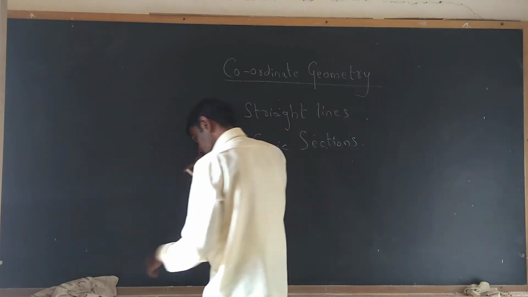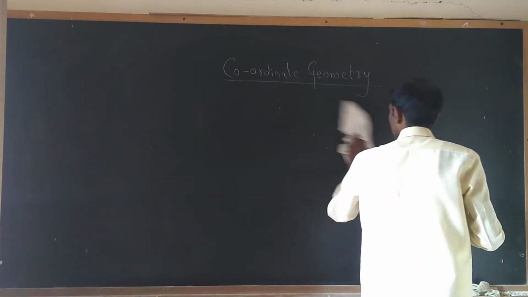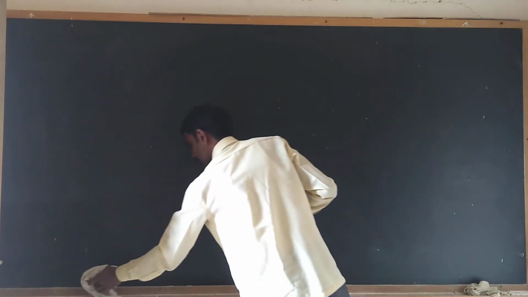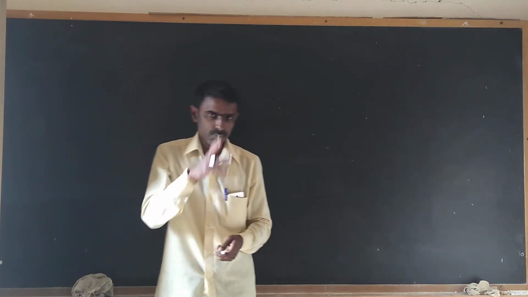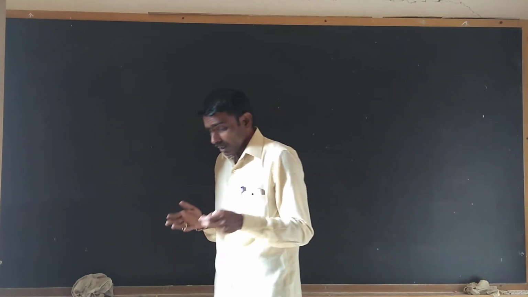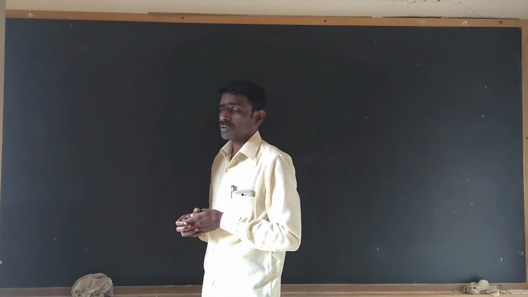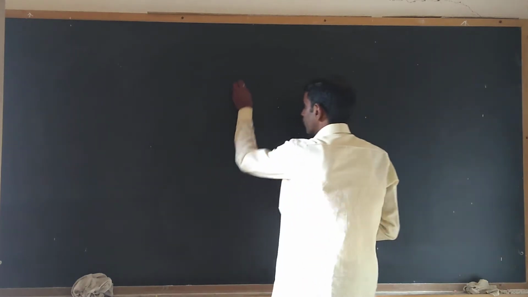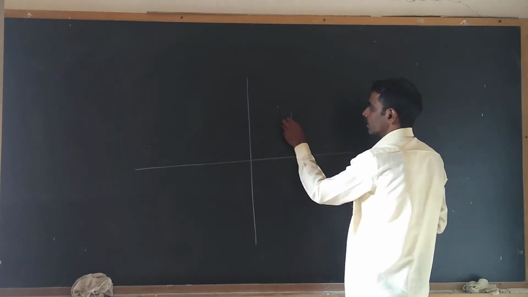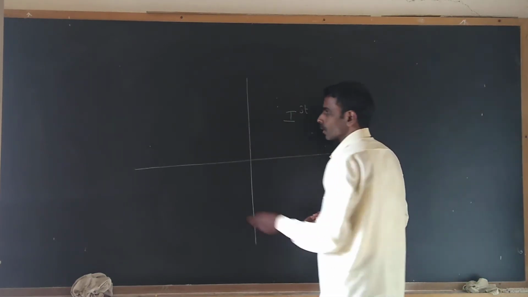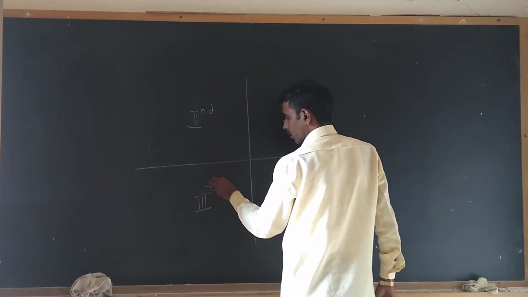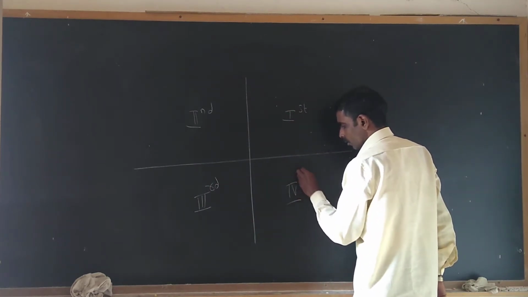Now, before we start with straight lines, let me remind you of what you have studied till SSLC, because those formulas will be continued here also. A simple introduction of the coordinate system. In this coordinate system, remember, you are going to have four quadrants. Here it is the first quadrant, this will be the second quadrant, this is going to be the third quadrant, and this is going to be the fourth quadrant.